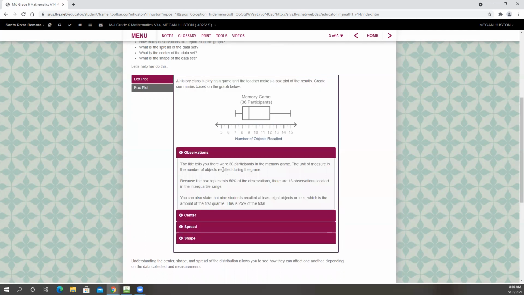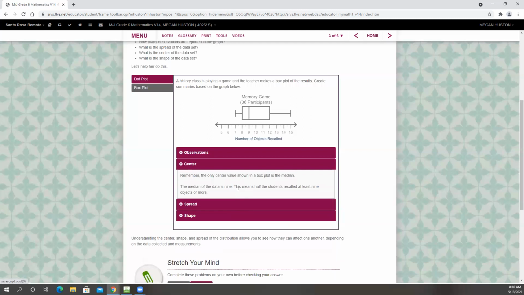So the title tells you there are 36 participants in the memory game. The unit of measure is the number of objects recalled during the game. Because the box plot represents 50% of the observations, there are 18 observations located in the interquartile range. You can also state that 9 students recalled 8 objects or less, which is the amount of the first quartile. This is 25%. So a quarter, or if I take 36 and divide it by 4, we get 9. So that's where that's coming from.